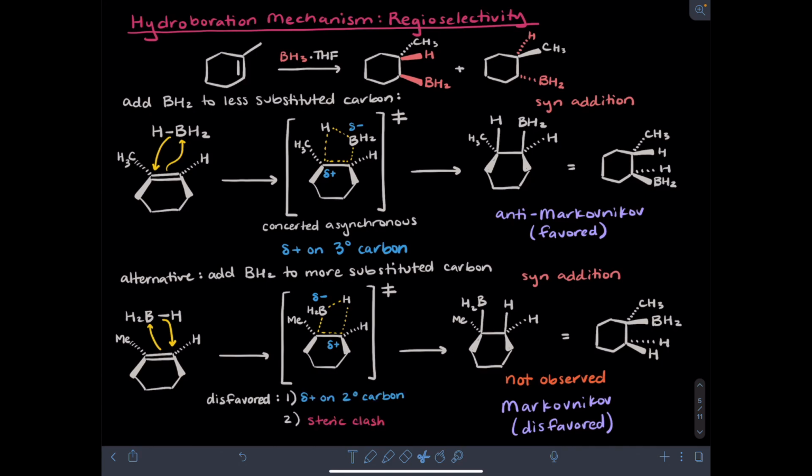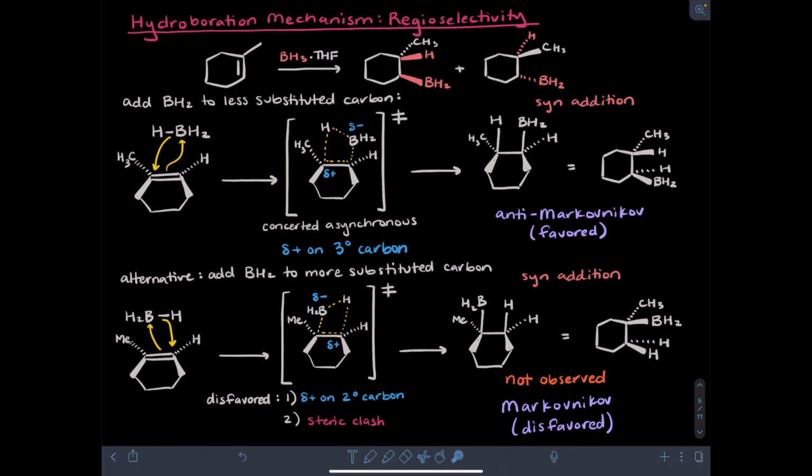One reason that it's disfavored is that the carbon that's getting the new bond to hydrogen is secondary instead of tertiary. And because of this, the carbon with the partial positive charge at the transition state is secondary instead of tertiary. Similar to full carbocations, it is more stable to have partial positive charge on a tertiary carbon than a secondary one. Another factor that makes this transition state less favorable is the fact that BH2 is larger than hydrogen.